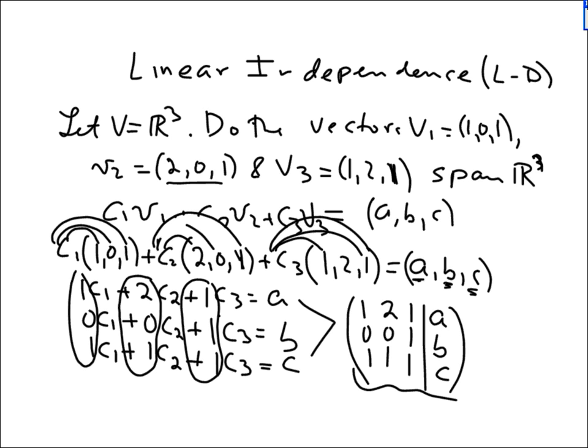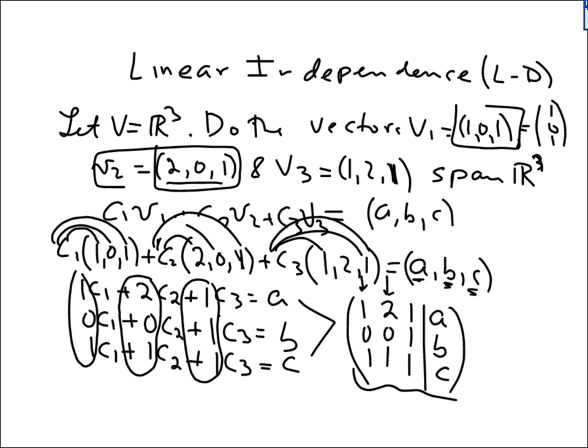The answer is yes. If you look at the vector 1, whether it's written horizontally or vertically, I could have said 1, 0, 1. The bottom line is that is the first column. And the second vector, 2, 0, 1, is the second column. And vector 3, 1, 2, 1, should be the third column.